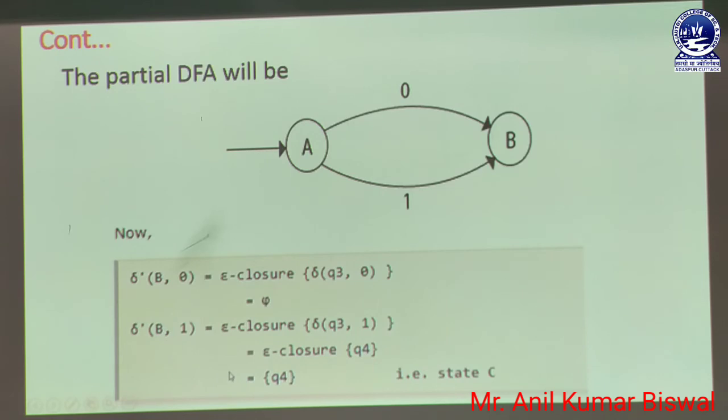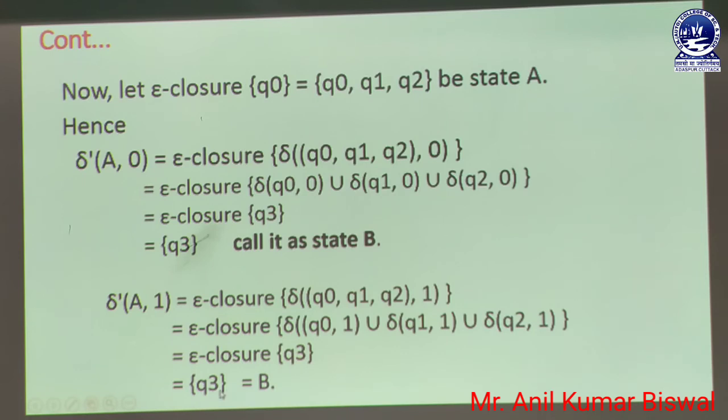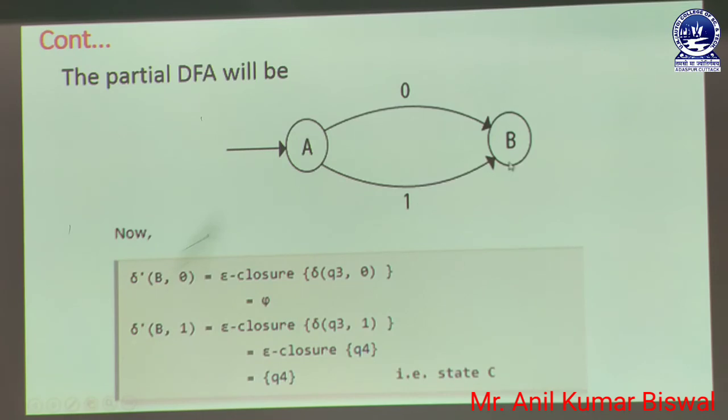In the next slide we are going to discuss the partial conversion of NFA to DFA. Here we are going to create a partial DFA diagram. The partial DFA is created as follows: we take state A, meaning the states Q0, Q1, Q2, and then we have B, which is Q3. When we put 0, we create Q3, which is known as state B. When we put 1 on A, it is redirected along the same path to Q3, which is automatically directed to B.